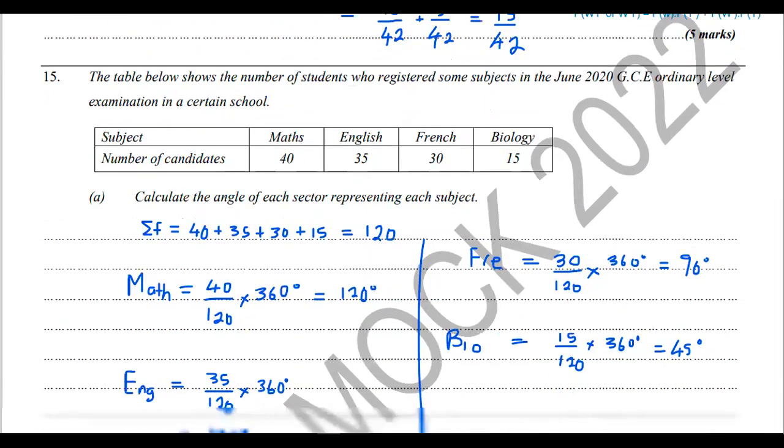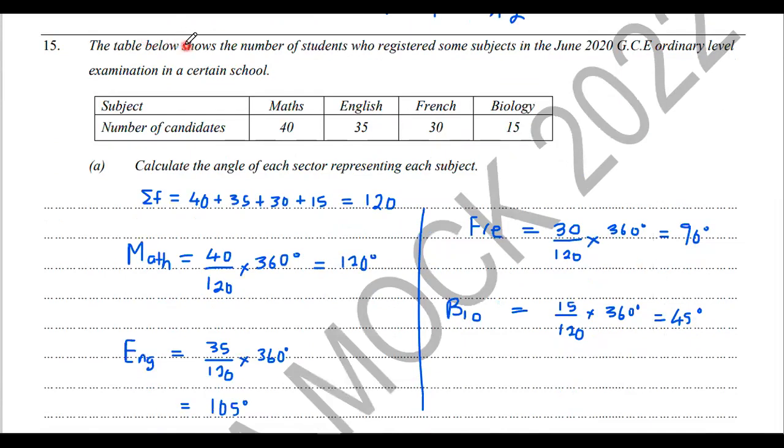And the last question for section A. The table below shows the number of students who registered some subjects in the June 2020 GCE Ordinary Level examinations in a certain school. Subjects: math, English, French, biology. The number of candidates: 40, 35, 30, and 15. Calculate the angle of each sector represented in the subject.